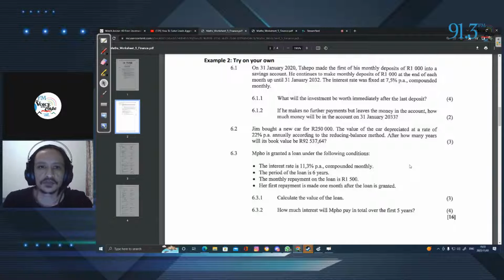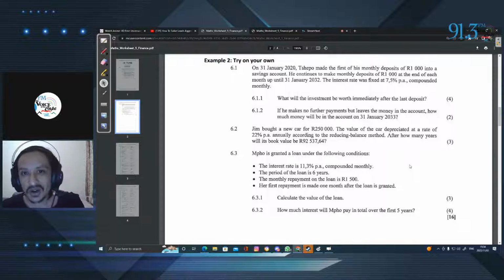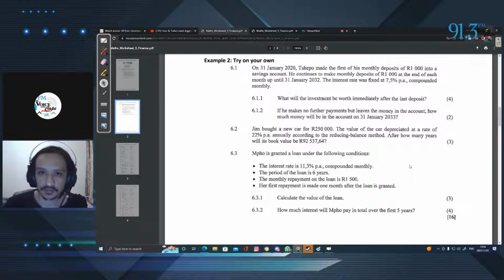6.1. On the 31st of January 2020, Tsepo made the first of his monthly deposits of 1,000 Rand into a savings account. He continues to make monthly deposits of 1,000 Rand at the end of each month, up until the 31st of January 2032. The interest rate was fixed at 7.5% per annum, compounded monthly. What will the investment be worth immediately after the last deposit?